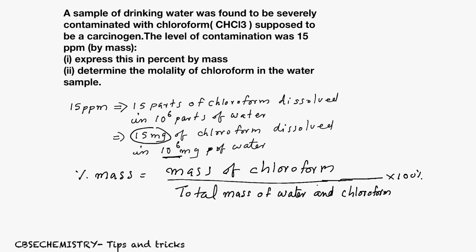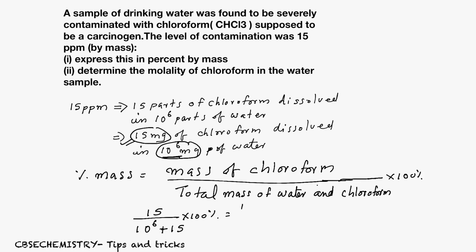What is the equation? Mass percentage is equal to mass of chloroform by total mass. What is mass of chloroform? See, it is 15 mg, right? So 15 by total mass of water and chloroform. Water it is 10 raised to 6 and chloroform it is 15. Now into what? Into 100 percentage, right?